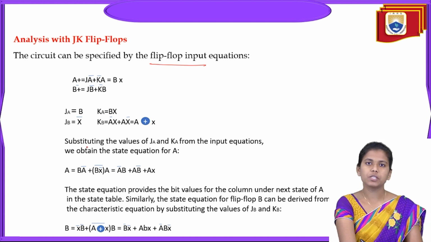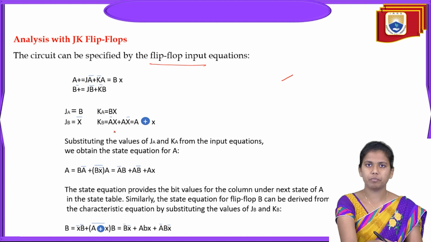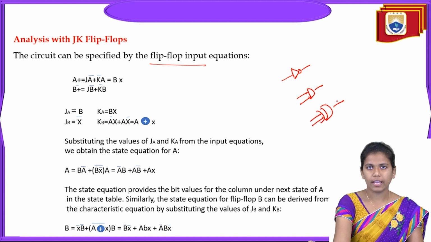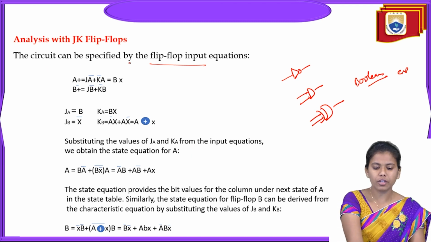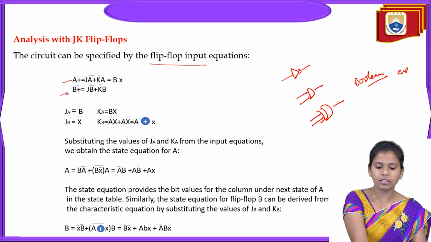The next state goes with respect to the specified flip-flop inputs. As per the diagram that we have seen previously, there we have seen a NOT gate, an AND gate, and also an XOR gate. So based on the Boolean expression, we can draw the circuit diagram. Now the circuit can be specified by the flip-flop input equations. So these are the input equations.